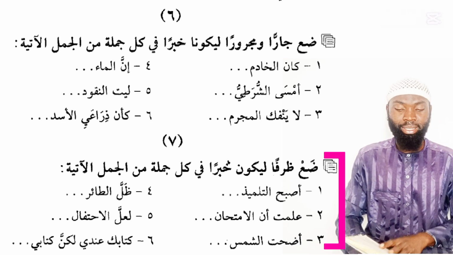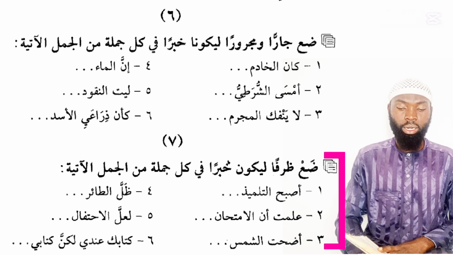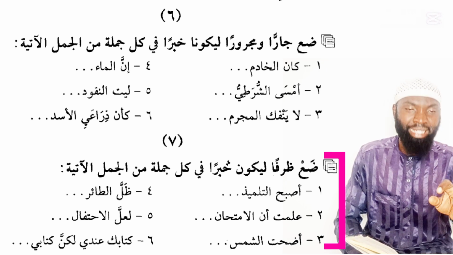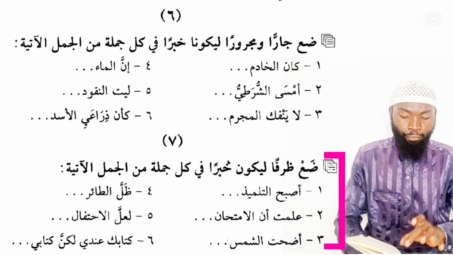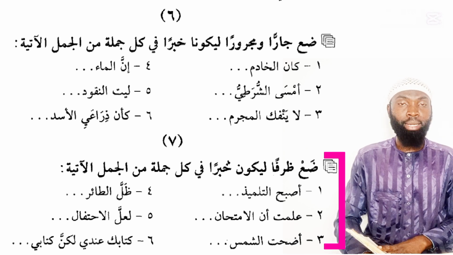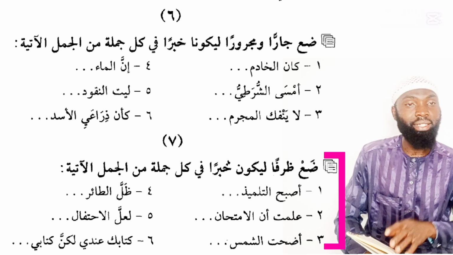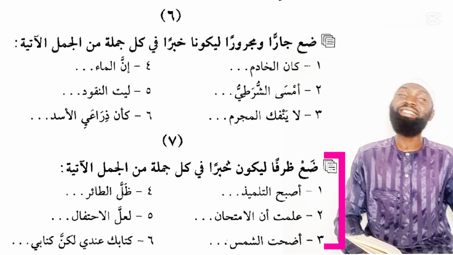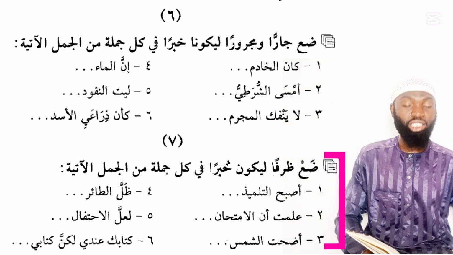Tamrin sabi, exercise number 7. The instruction says place an adverb in each of the following sentences to serve as khabar. You are to place a zarf, that is an adverb, in the following sentences to serve as khabar, predicate. The first one says asbahat tilmizu. Asbahat tilmizu fil fasli. Asbahat tilmizu indal mudarrisi. The pupil by the time of the morning was with the teacher.